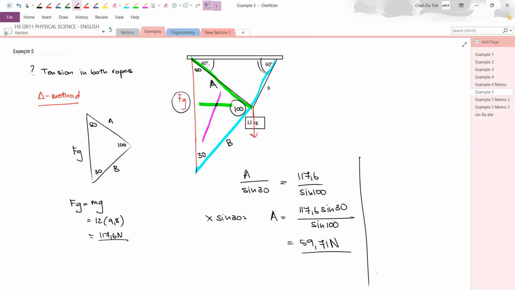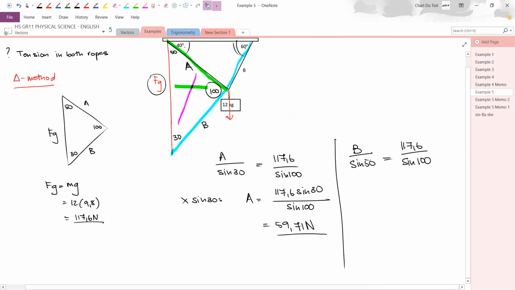59.71. And then B over sine 50 is equaling FG over sine 100. Do that. 91.48.